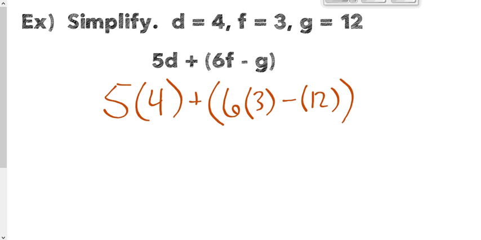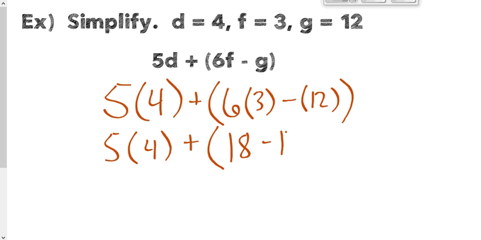So I should probably start with my grouping, so I'll keep 5 times 4 plus. Inside of the grouping, I could multiply, or I could subtract. So it looks like multiplication is where I want to go first. So 6 times 3 is 18, and 18 minus 12. Close up my grouping. So I'll have 5 times 4 over there. Ready to finish off my grouping. 18 minus 12 is 6, so I can write that in.